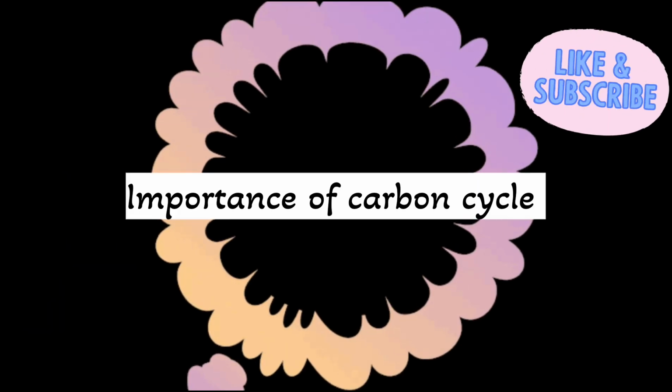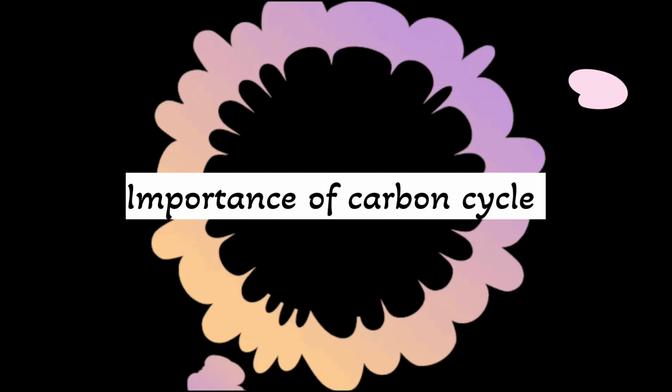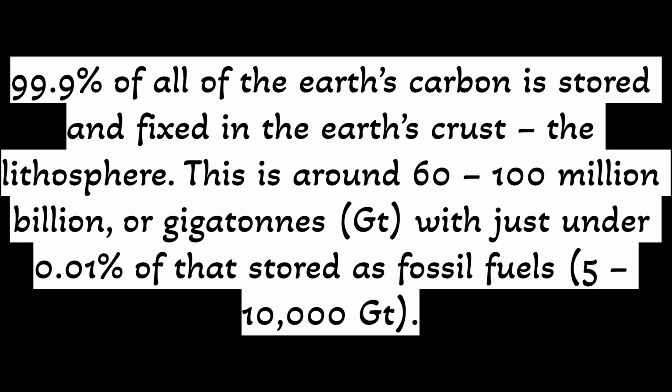Why is this carbon cycle important? It regulates the earth's temperature, it provides the carbon for life forms, and it balances the ecosystem by recycling the carbon. The carbon cycle is most visible in life.